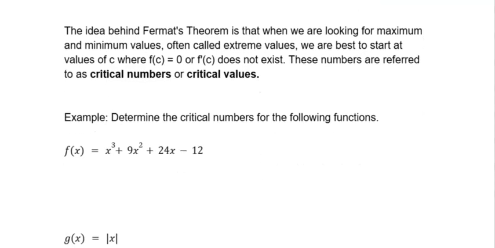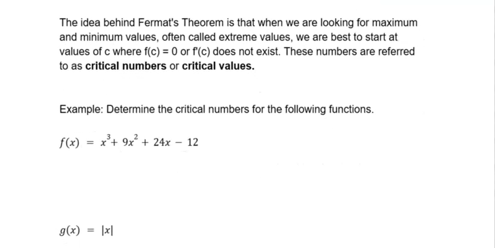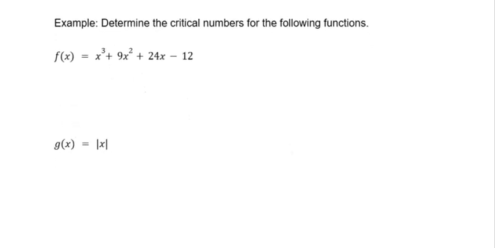Okay, so the idea behind Fermat's theorem is that when we are looking for maximum and minimum values, which could also be called extreme values, we're best to start at the values of c where we know that f'(c) equals 0 or the function doesn't exist. So these are just the critical values. We're going to look at some examples.